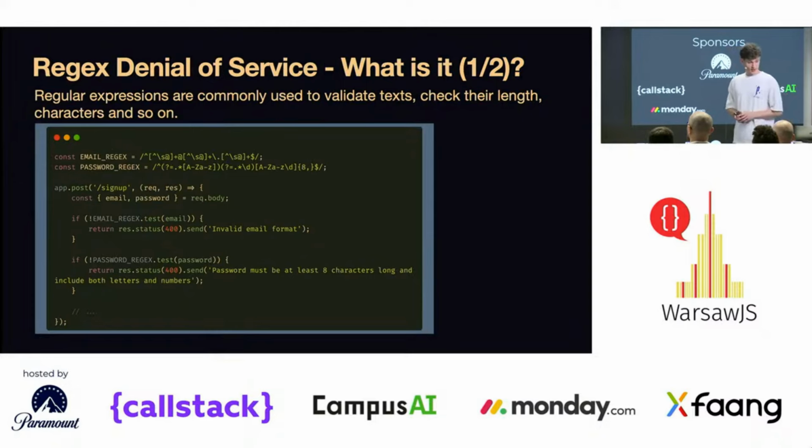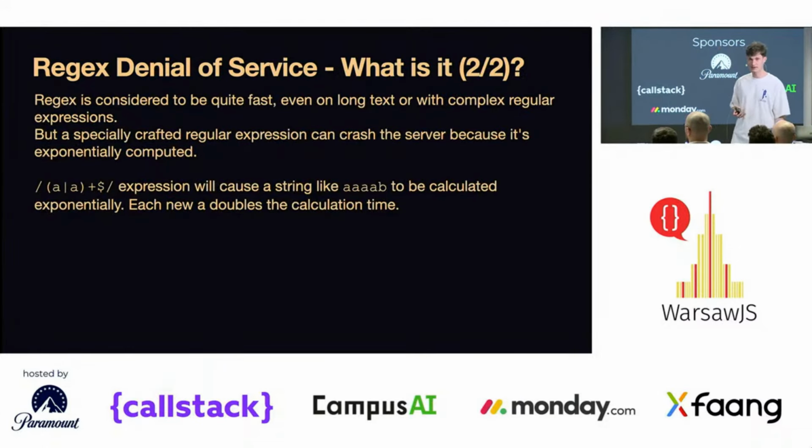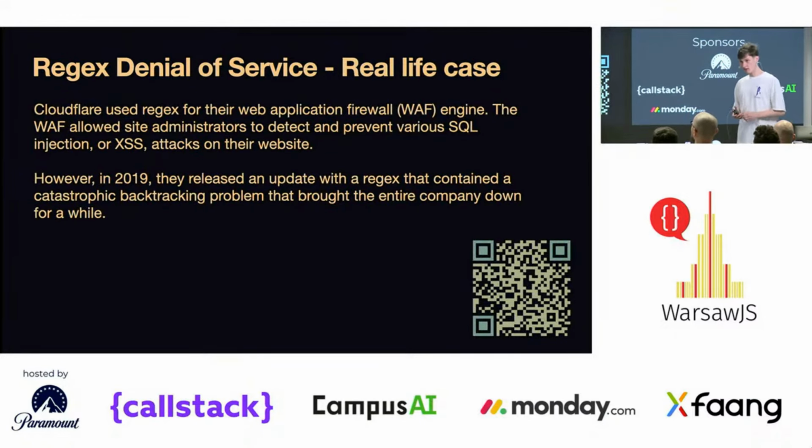The next vulnerability is regular expression denial of service. Regular expressions are super useful to validate texts, to validate emails, passwords, check their length, and they are pretty fast, even on large chunks of text. However, some regular expressions could be crafted in such a way that they would check the same text over and over and over again exponentially, and as a result, crash your server. A real-life case of such a vulnerability would be Cloudflare.